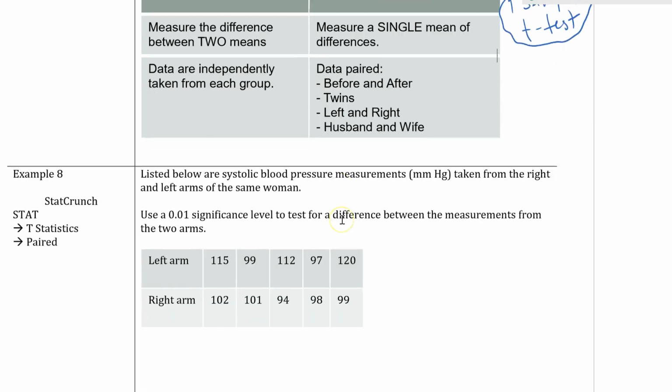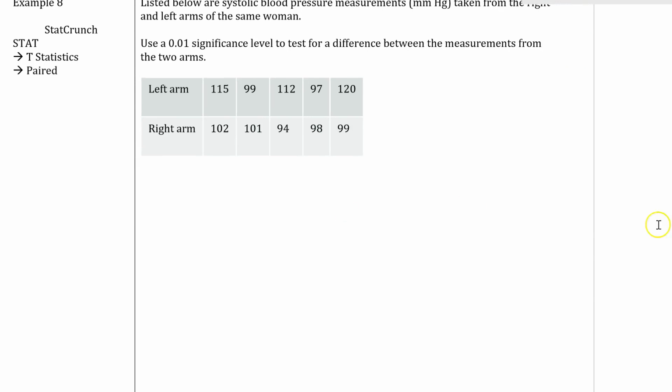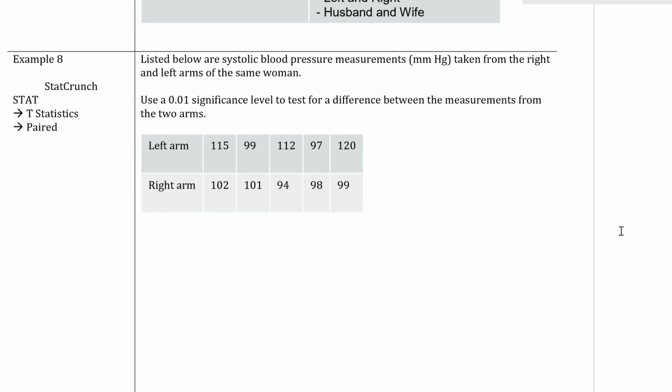So let's just look at an example though, so you can see. Here we have listed below our systolic blood pressure measurements taken from the right and left arms of the same woman. So this is, for example, woman 1, second woman, third woman, fourth, and the fifth. These are paired together because I don't want to compare this woman here to this person over here because they're different people. But I want to make sure that we compare them directly to each other.